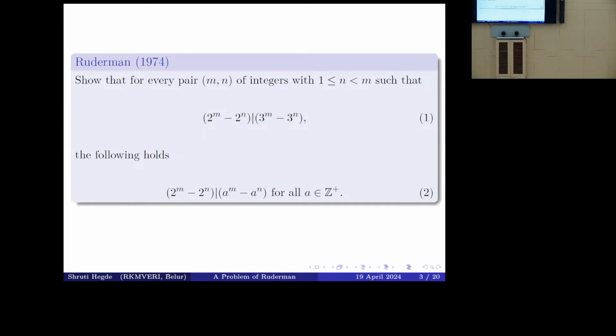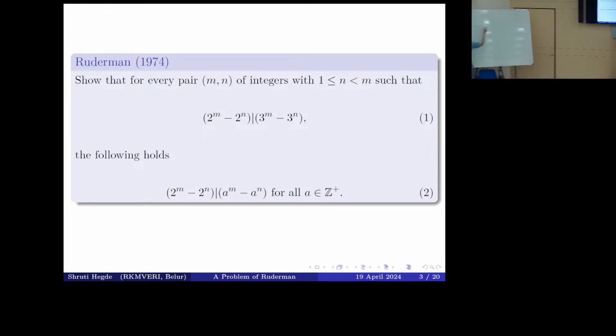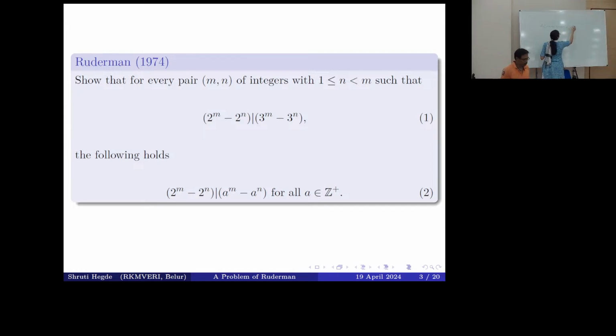if I write A as the set of all pairs m, n such that the first relation holds, and B as the set of pairs for the second, if A and B are sets like this, then B is always a subset of A, right? Ruderman's question is to show that A and B are equal.